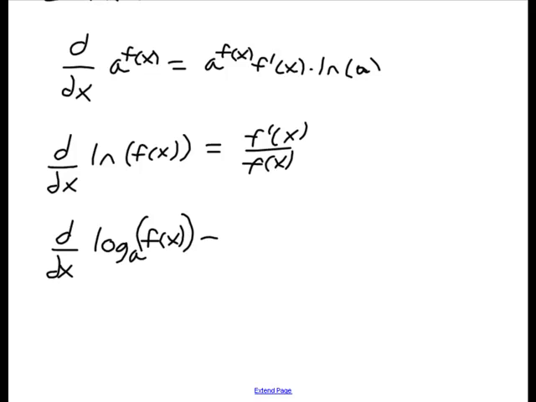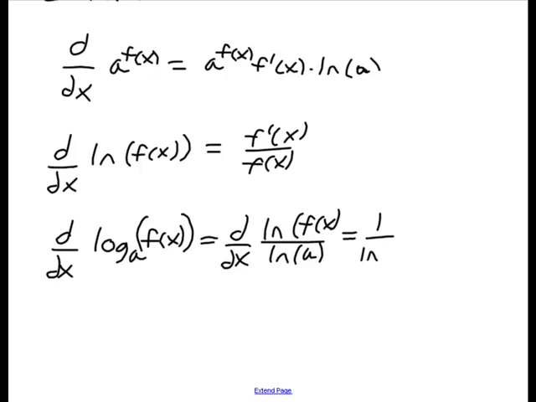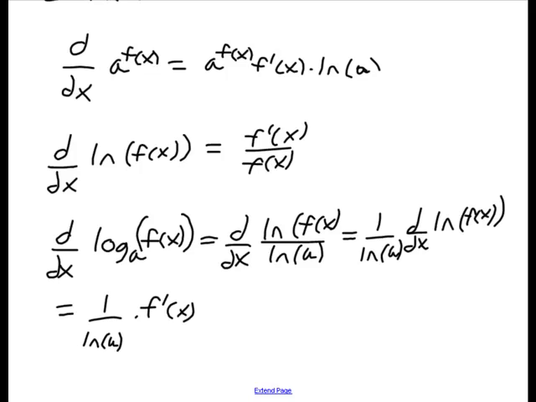Well, to do this we'll just use one of our log properties, and that's the change of base rule, because that's the same thing as the derivative with respect to x of the natural log of f of x over the natural log of a. And this is just one of our basic logarithm properties to rewrite it in that way. Well, now the natural log of a is a constant, so that's 1 over the natural log of a times the derivative with respect to x of the natural log of f of x. Well, we know how to take that derivative, so we'll simply get 1 over the natural log of a times f prime of x over f of x.